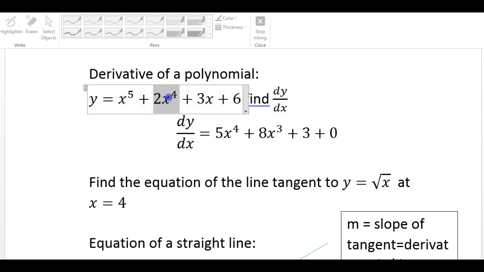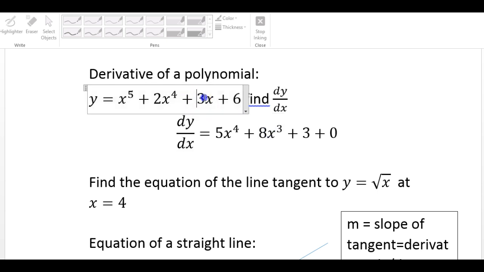What's the derivative of the second piece? Now you can see a constant multiple here, right? So we leave the 2 alone, and then we differentiate the 4x to the 4, we get 2 times 4x to the 3. So 2 times 4 is 8, so 8x to the 3, is that okay?